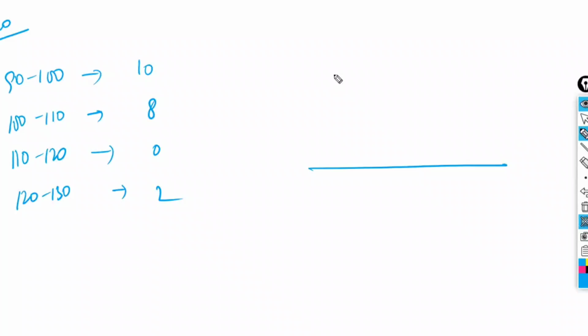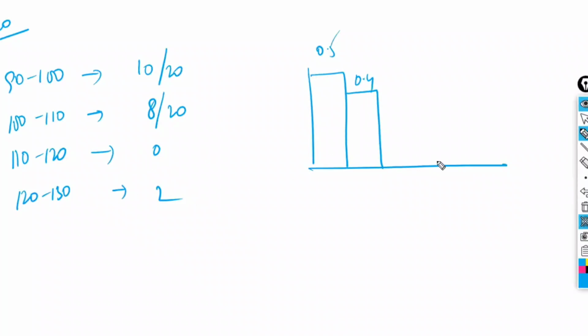Now you calculate the probability. What is the probability of 90 to 100? That is 10 by 20, which is nothing but 0.5. Next, 8 by 20 is nothing but 0.4. Next, for this one, nothing will be there, so 0. This one is 0.1. Whatever the probability is, that same probability you are representing here.